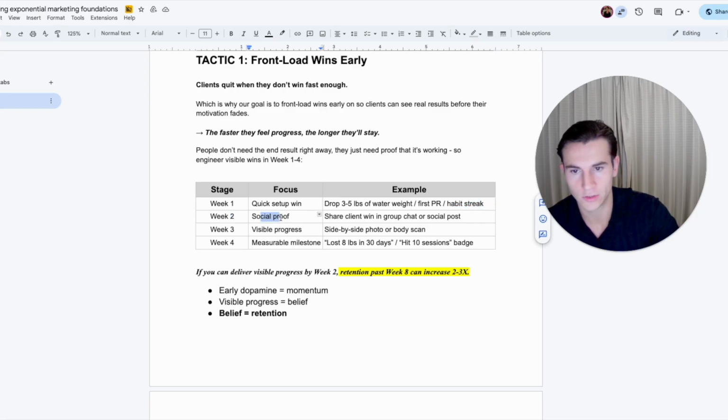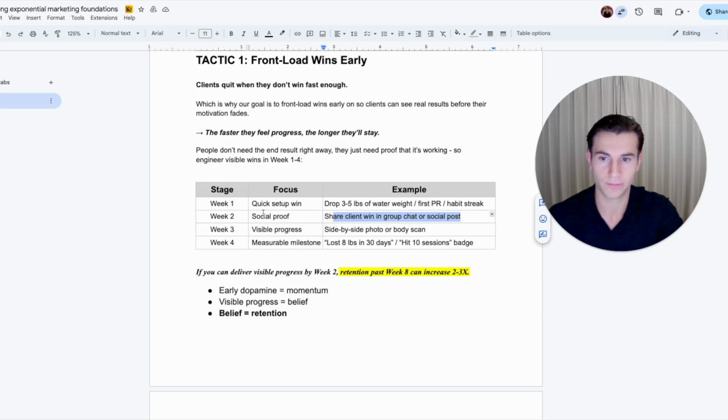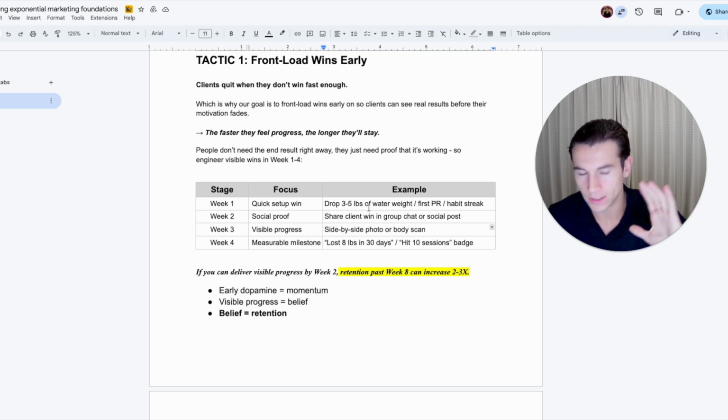Dopamine. Week 2, social proof: share a client win in the group chat or a social post. Get some group validation there. Week 3, visible progress, side-by-side photo. It may be very small, very minute, but they'll notice it because they look at their body more than anyone does, and they'll be like, oh my God, yeah, I do see that little change. I know this sounds weird, but I've even done it where the 2 photos, in my opinion, look exactly the same. I said, hey, don't you see the change? And they'll be like, oh, wow, you're right. I do see.